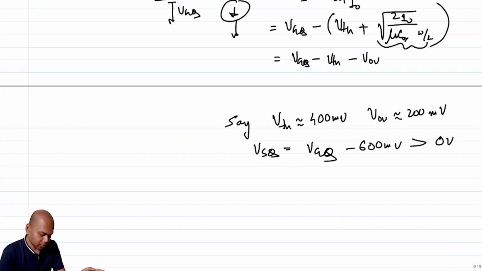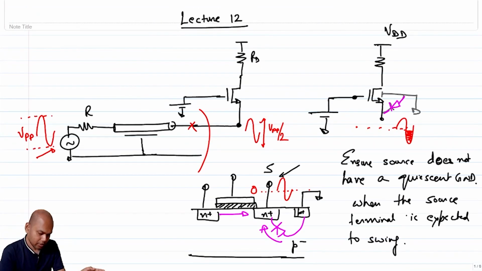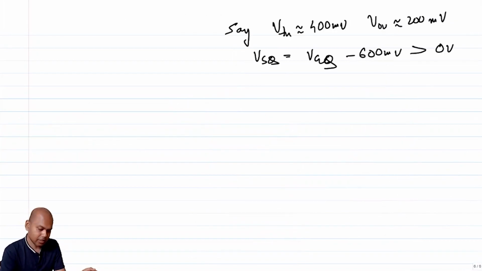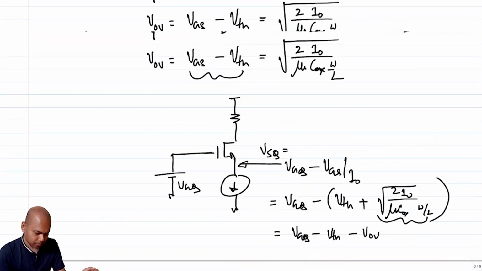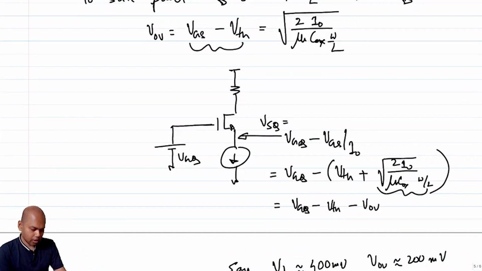You remember? We have to ensure that the signal swing on the negative half cycle is also accommodated for, which means that this has to be greater than Vp by 2, right? So essentially my VGQ has to be greater than 600 millivolt plus Vp by 2 in this particular example, right? So that's always a caveat. Okay, what else? How do I decide on the value of RD?